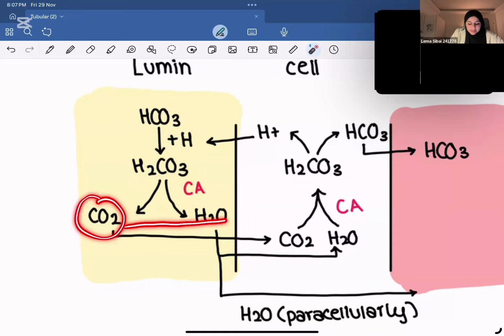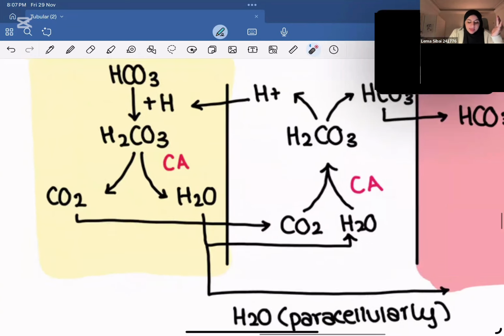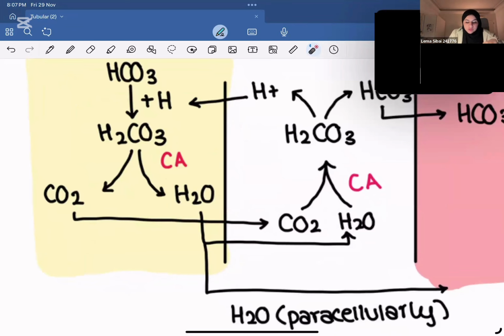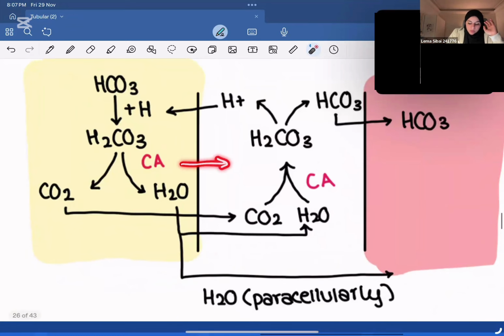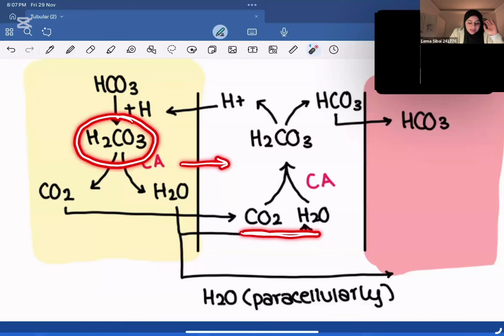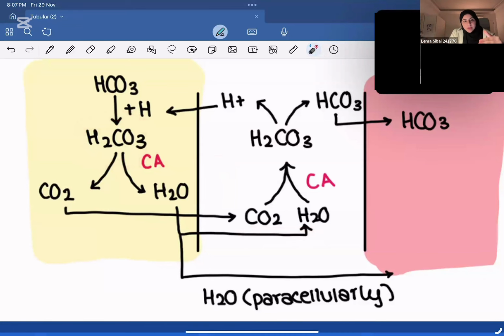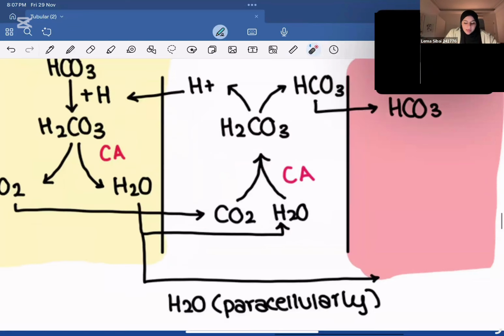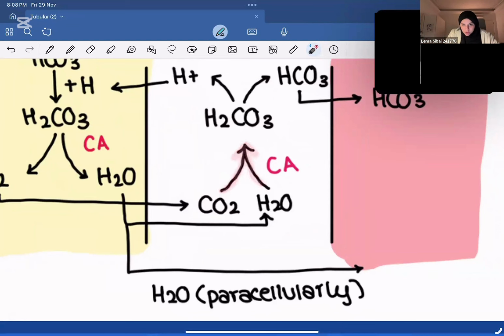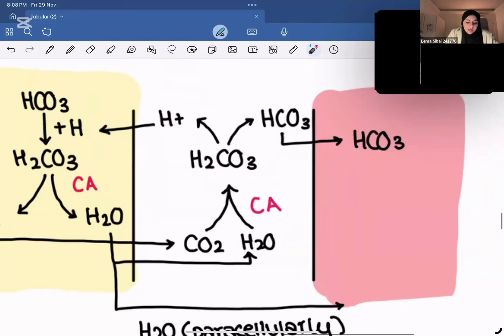And CO2 can passively go into the cell because it's lipophilic, so it can pass through the cell. And water can also pass through the cell using something called aquaporins, but forget about that. I'm going to explain that more later. So CO2 and water are now in the cell after they've been divided. They came together as bicarbonate and hydrogen, then became carbonic acid, and then split into CO2 and water. Okay, now they're both in the cell. What happens is they come together and they form carbonic acid again. And that carbonic acid splits by itself and turns into hydrogen and bicarbonate. And this is how the cell gets bicarbonate.